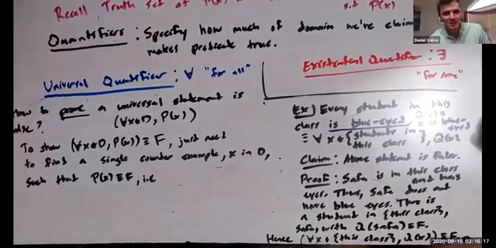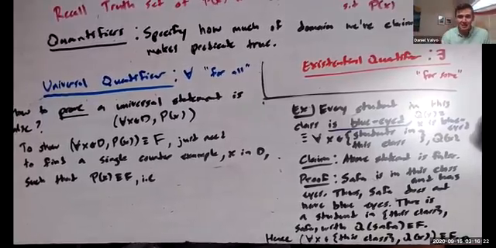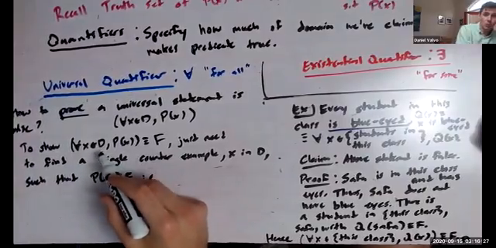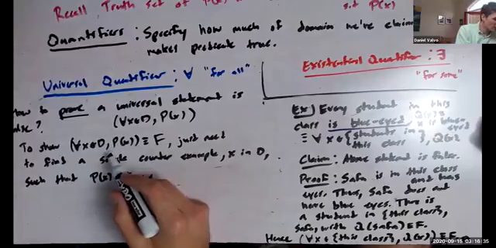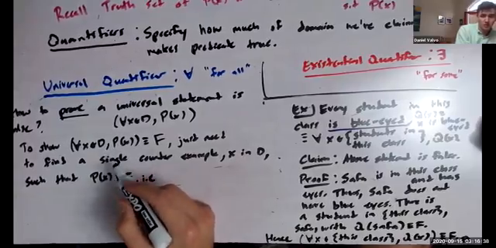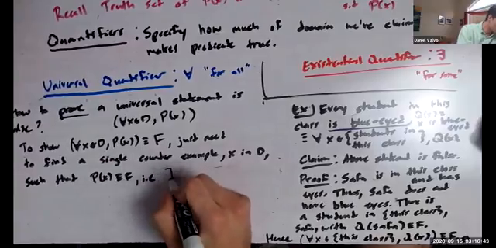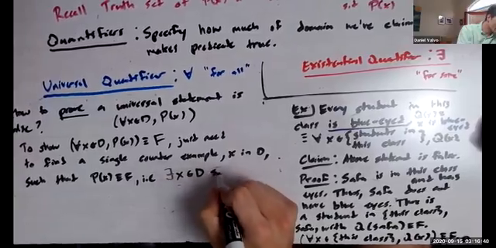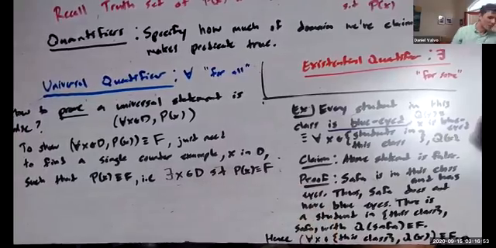We got some in the chat. Existential quantifier. Yes, Lauren, exactly. If we're saying this is false, we're saying that there's at least one x in D that makes P of x false. That's the only way it can be false, because if P of x is true for all the x's, the statement would be true. So this is equivalent to there exists an x in D such that P of x is false.